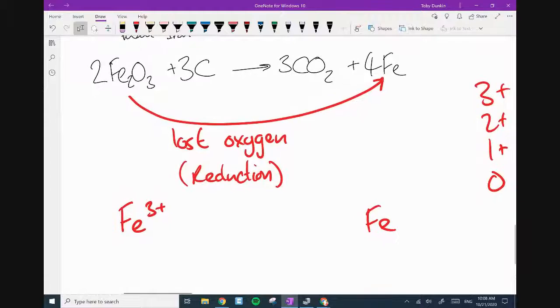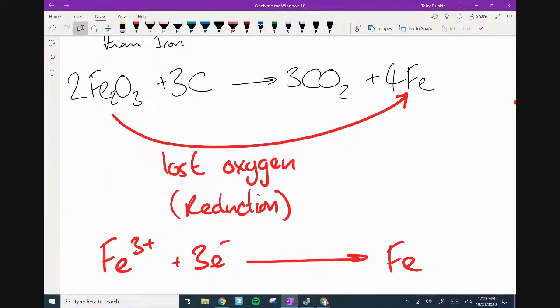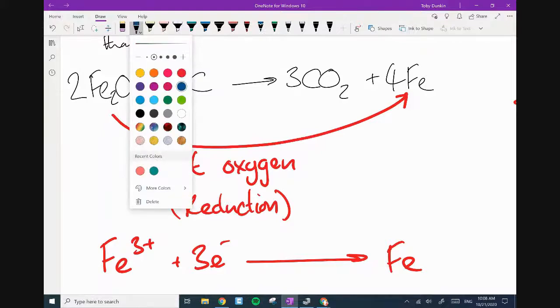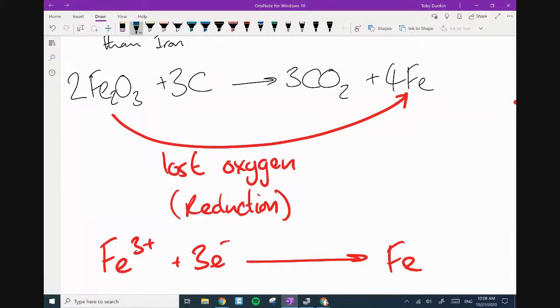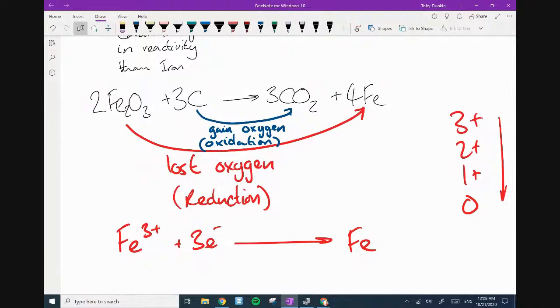Great job, guys. So this is actually gaining 3 electrons, just so you know, and we're going to come to that in a minute. So the iron oxide is being reduced. But what's happening to the carbon? On the exact opposite side, the carbon is gaining oxygen. If it's gaining oxygen, it's going through oxidation. Oxidation. It's a very famous song, that, guys, the oxidation song. Big hit in the 60s. So the carbon is gaining oxygen, going through oxidation, and the iron oxide is losing oxygen, going through reduction.